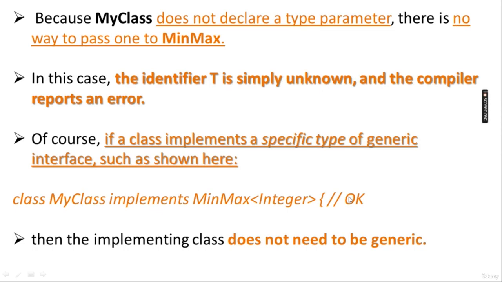MyClass does not declare a type parameter. There is no way to pass one to MinMax. In this case, the identifier T is simply unknown and the compiler reports an error. Okay, so the compiler does not understand what T is and what you are declaring it for. So in this case, MyClass should also be generic and the interface should also be generic. If a class implements a specific type of generic interface, class implements MinMax<Integer>, it is okay. Then the implementing class does not need to be generic.